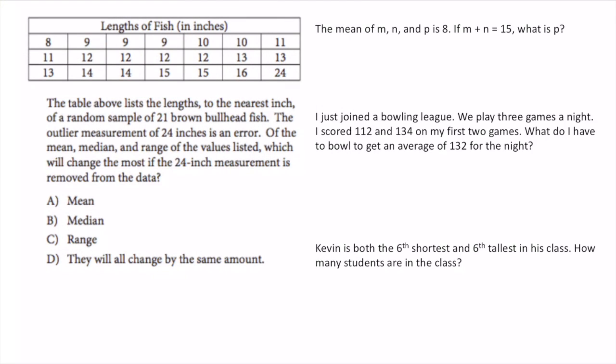So here's a question. Here's a chart for the lengths of fish, all in inches. The table above lists the lengths to the nearest inch of a random sample of 21 brown bullhead fish. The outlier measurement of 24 inches is an error. Of the mean, median, and range of the values listed, which will change the most if the 24-inch measurement is removed?